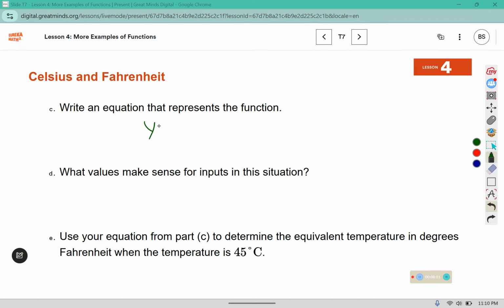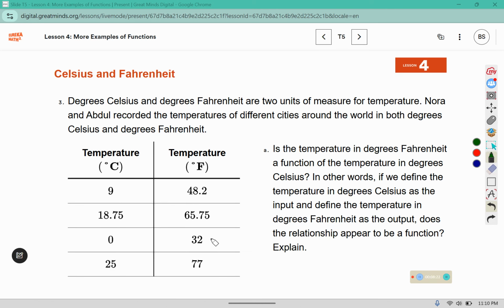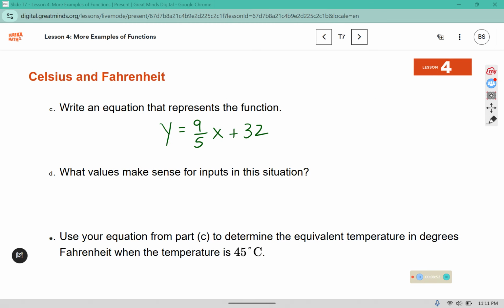Well, I know that the y-intercept is 32 because that's where it started. Let's go back and find the slope between 2 points. From 32 to 77, if we take y2 and subtract y1, that would give us a difference of 45. If we take x2 and subtract x1, that's a difference of 25. So that would be a slope of 45 over 25. But both of those are divisible by 5. So 9/5 is our slope. And 32 was our y-intercept.